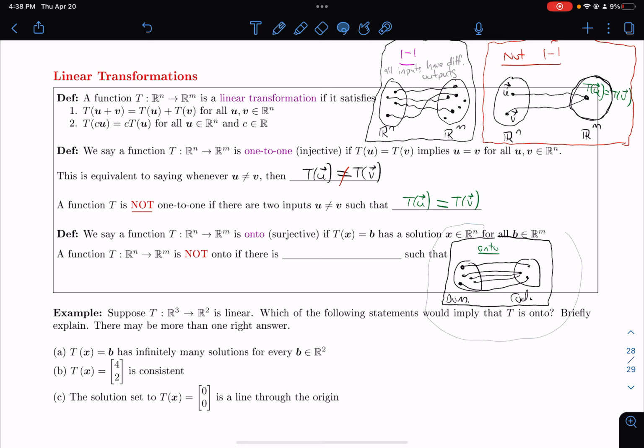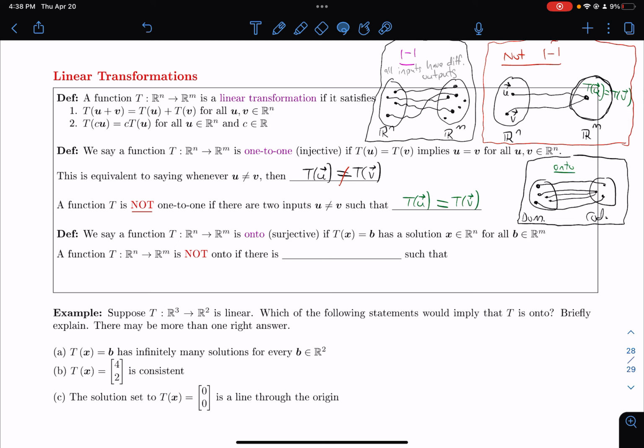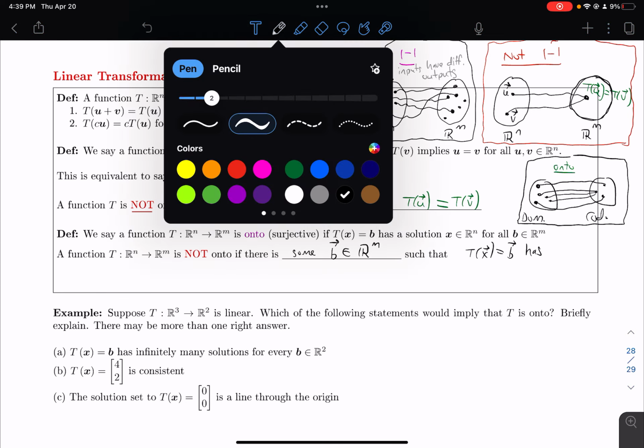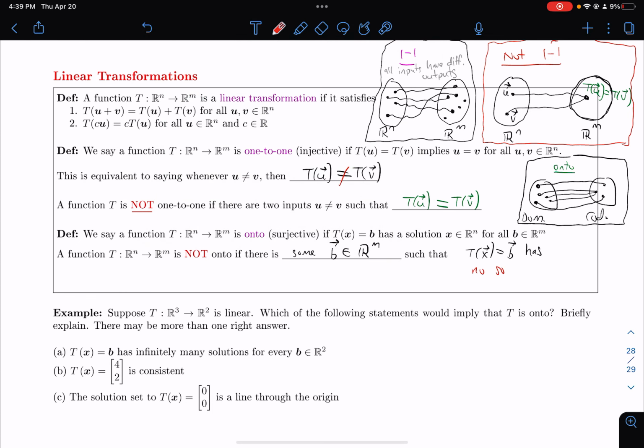So just to give myself room, let me move this picture a little bit. I need some room to write. A function is not onto if there is some vector b that is in the codomain Rm such that the equation Tx equals b has no solution. That would be saying, well, there's some vector in the codomain that we actually don't get as an output.